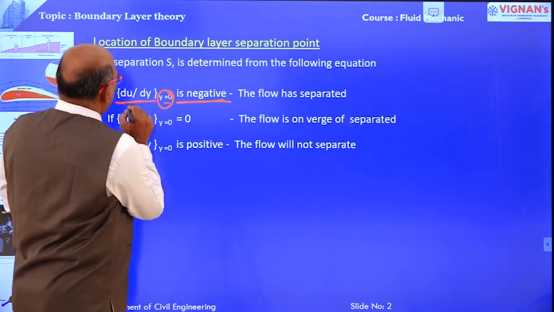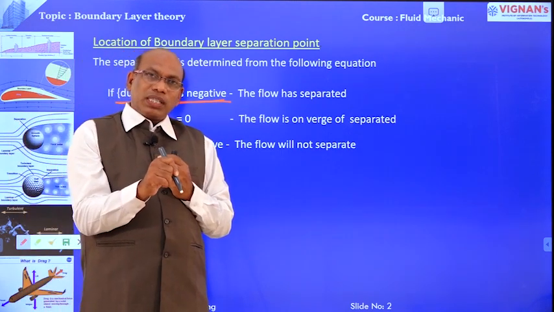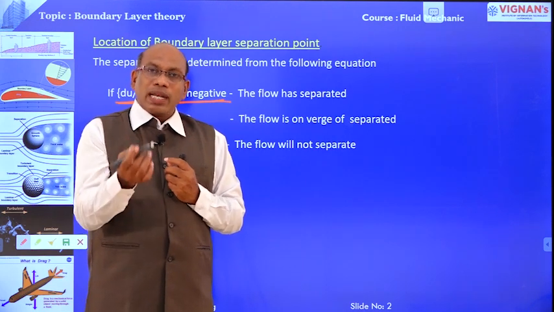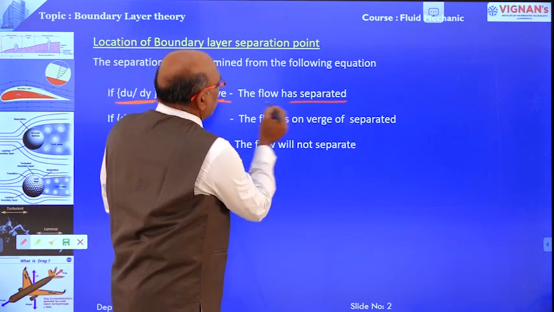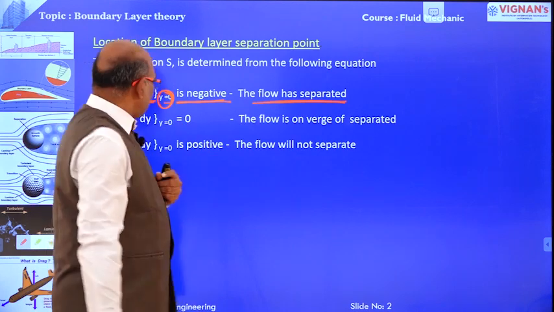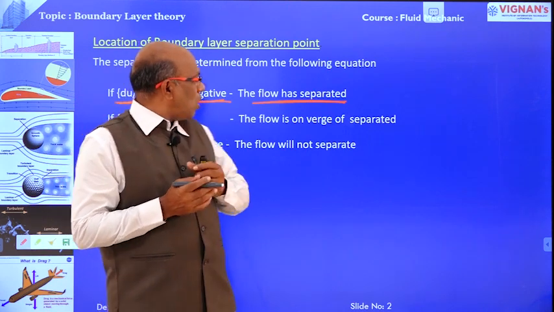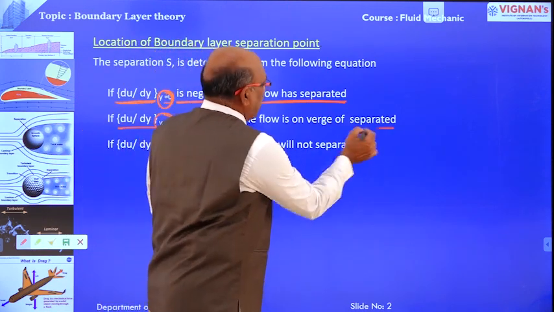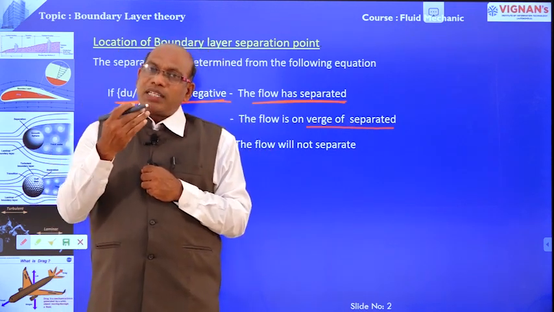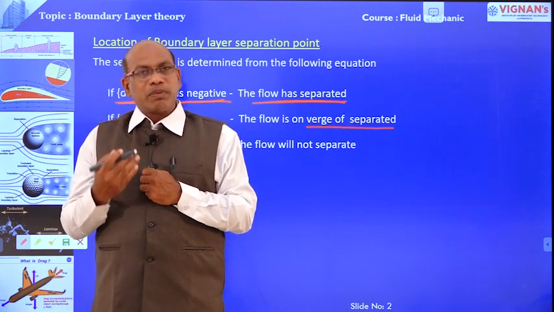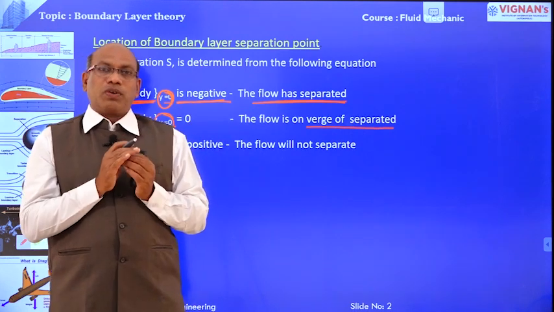Now, the velocity gradient du by dy at y equal to 0 is negative. Velocity gradient is negative, that means pressure gradient is positive. At positive pressure gradient, boundary layer separation takes place. And another case, du by dy at y equal to 0, du by dy equal to 0, that is the verge of separation, ready for separation of the boundary layer. If du by dy is equal to 0, the pressure gradient is minimum. At that stage, the boundary layer is ready to separate from the surface of the boundary.